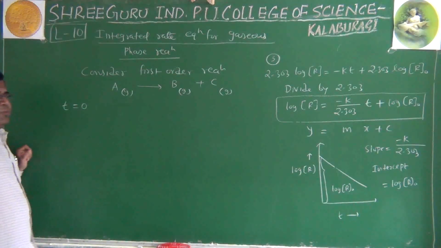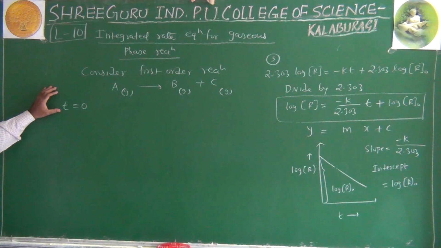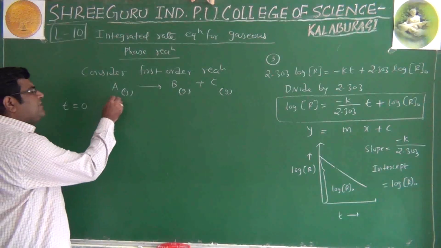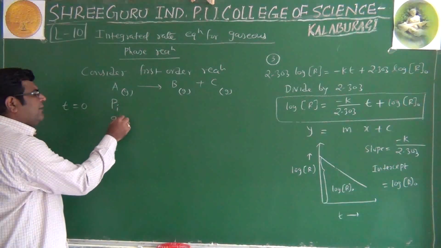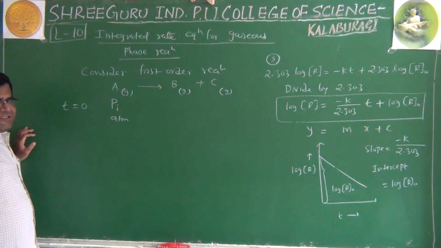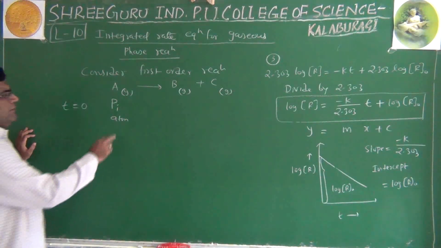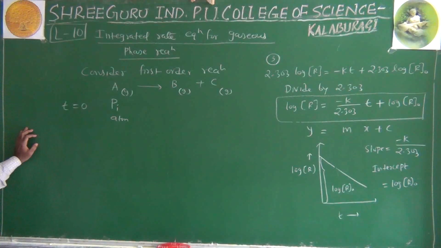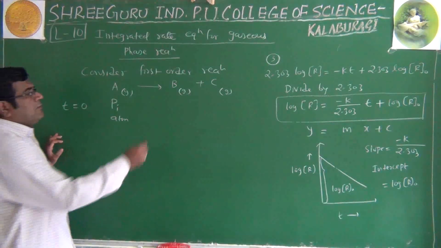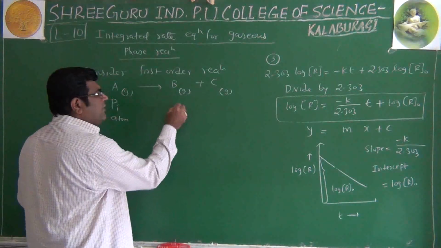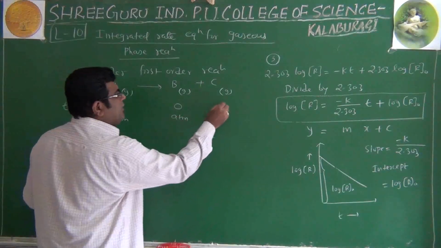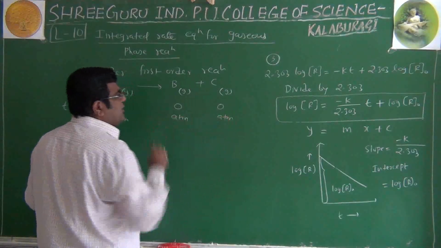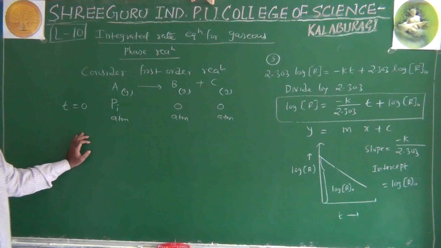At t equal to 0 means the initial condition of the reaction we are looking into. When t is equal to 0, we can say the pressure is Pi. Here I stands for initial, P stands for pressure, and atm is the atmosphere, the unit of partial pressure. B and C were not present initially, so it is 0 atm and 0 atm, because they are not present when the reaction starts.